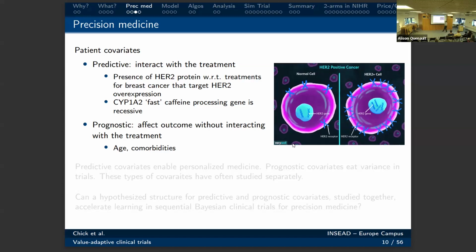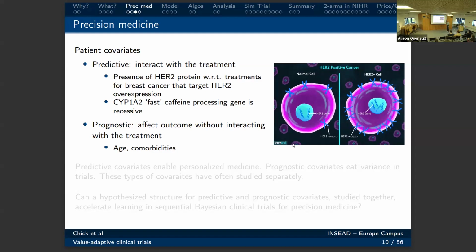CYP1A2 is a gene for fast caffeine processing. Given that academics are taken to take coffee as input and theorems as output, I'm guessing we have a lot of CYP1A2 represented in the room here today. So this would be an example of caffeine working with people with a particular biomarker. A prognostic covariate, of course, doesn't interact with any particular treatment, it's just influencing the overall outcome.